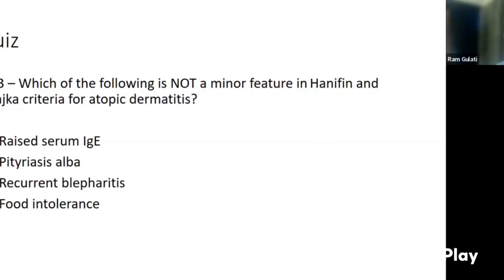The third one, which of this is not a minor feature? So it is recurrent blepharitis. Number 3 is the answer. Recurrent conjunctivitis is a minor feature in Hanifin and Rajka, but recurrent blepharitis is not there. All the other 3 are part and parcel of Hanifin and Rajka criteria.